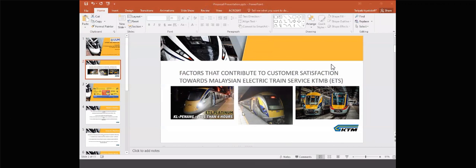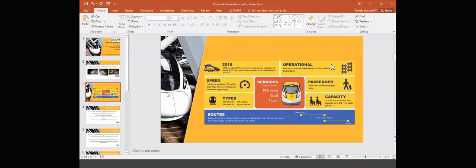Most of you will see three types of trains here. It's not a comparison between ETS Platinum, Gold or Silver. It's the factors that contribute to customer satisfaction towards Malaysian electric train service. That's the title, not a comparison between any trains. This is the general information on how KTMB introduced the ETS, the speed, and what type of class they use. The route is from KL Central to Padang Besar and Padang Besar to Gemas, and the daily passengers are more than 10,000, with an electrified double track from Gemas to Padang Besar, and the capacity of the train. There are three types of trains: Platinum, Gold, and Silver.